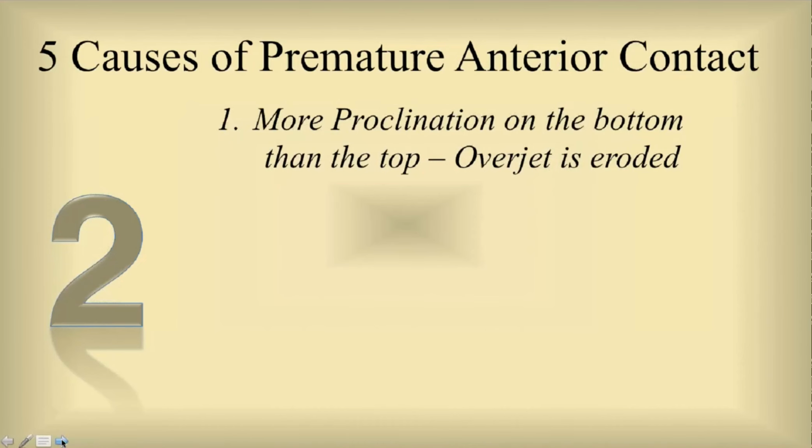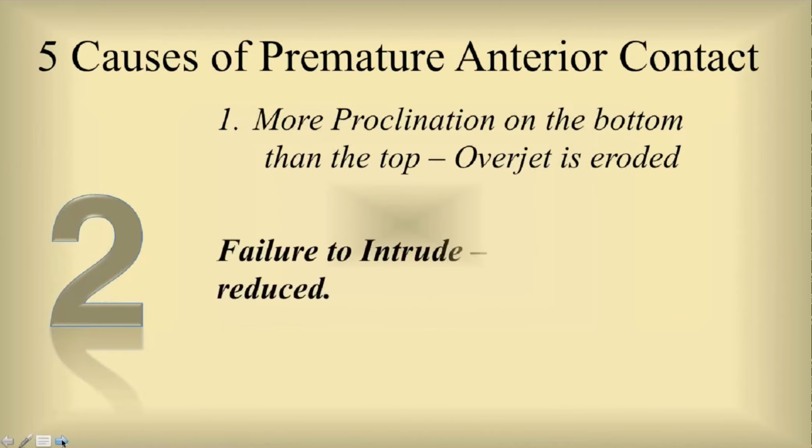Let's look at a second reason that you have premature anterior contact. The second cause of it is the failure to intrude. That is to say, instead of your overjet being reduced, in this case, your overbite is reduced. And so the depth of that overbite, because the teeth did not intrude as far as you hoped they would, they are still hitting on the front, and the back teeth are not able to come together.